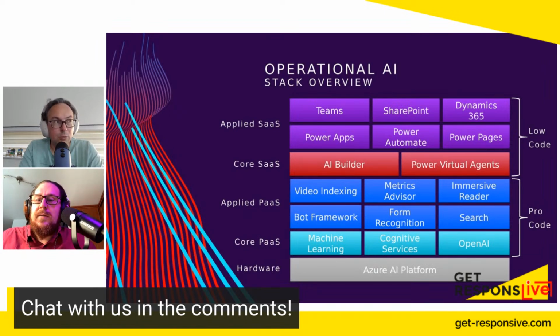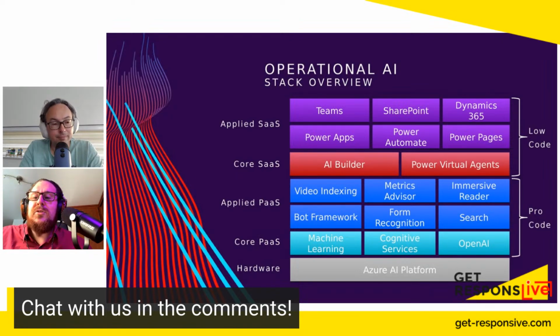So if you're a new citizen developer and you want to do things with AI, your suggestion would be start with AI Builder. I would say first that, or I would say that no matter who you are, pro code, low code, it doesn't matter.